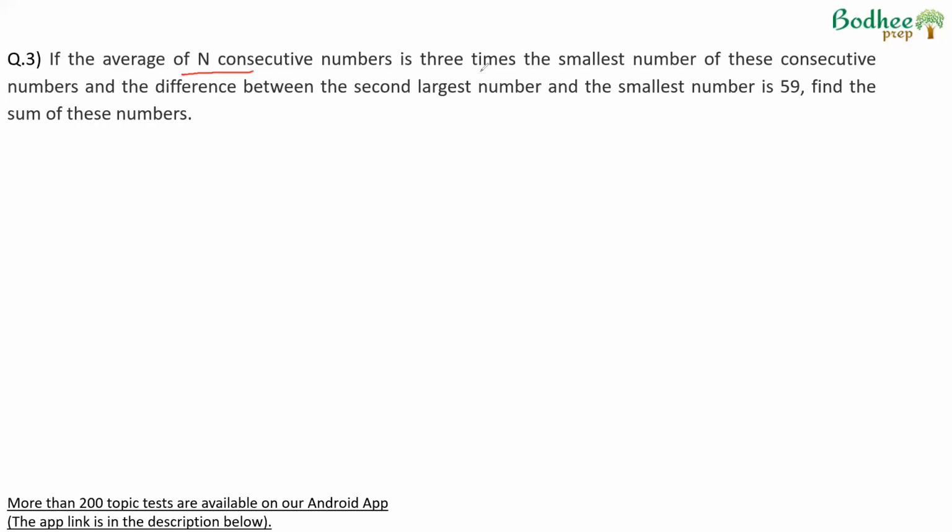If the average of n consecutive numbers is 3 times the smallest of these consecutive numbers, and the difference between the second largest and smallest number is 59. If the smallest number is n, the second largest number is 59 plus n. We have n consecutive numbers, so the largest number is 60 plus n.